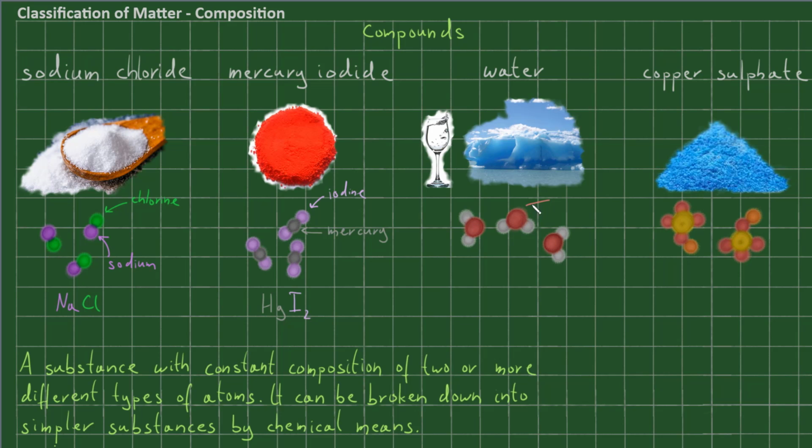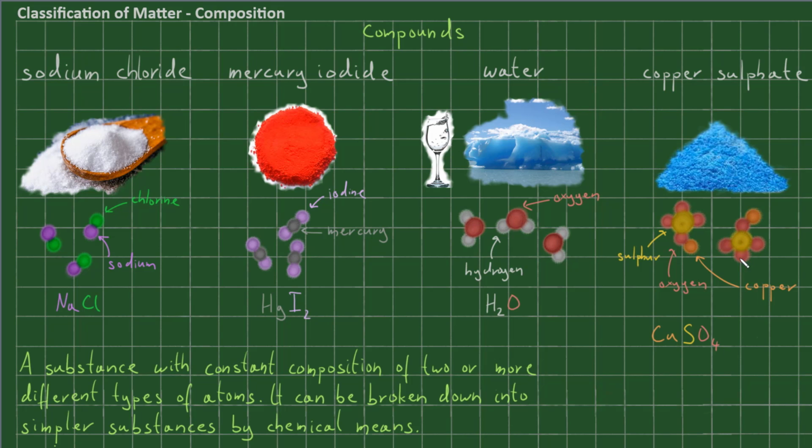In case of water, we have a single oxygen atom that is bound to two hydrogen atoms. And the chemical formula is H2O, H2 indicating the two hydrogens, O indicating the oxygen. Finally, in this list of examples of compounds, we have copper sulfate, which is made up of one sulfur, 4 oxygens, and a single copper atom. The chemical formula for copper sulfate would be CuSO4, Cu indicating the single copper atom, S indicating the sulfur, and O4 indicating the 4 oxygen atoms.